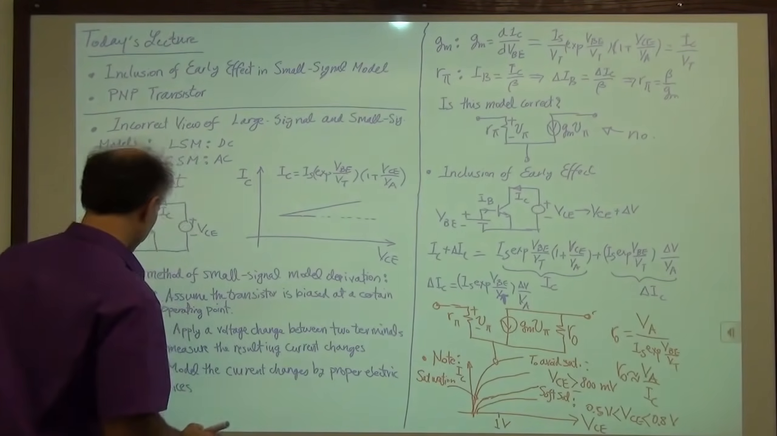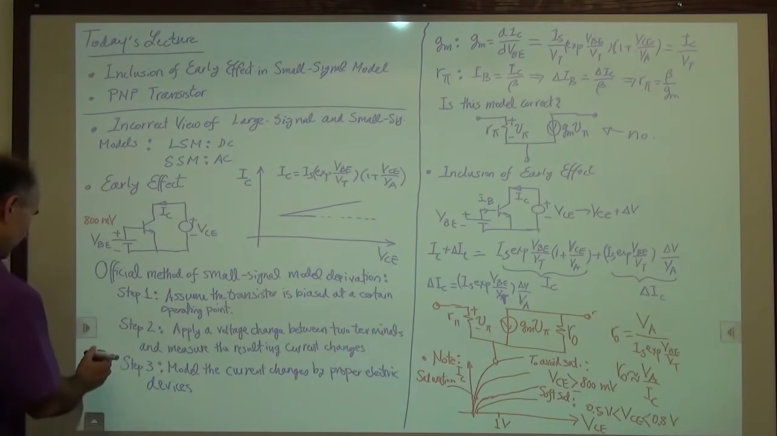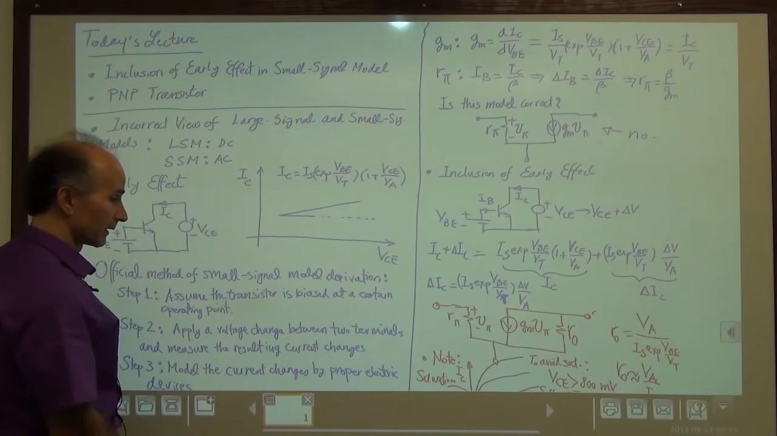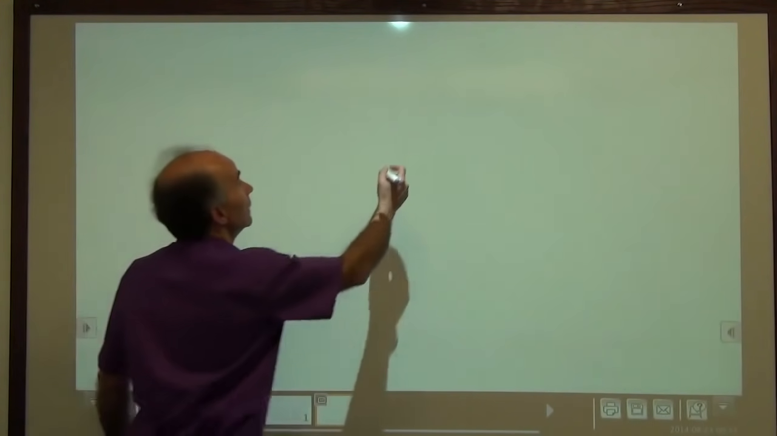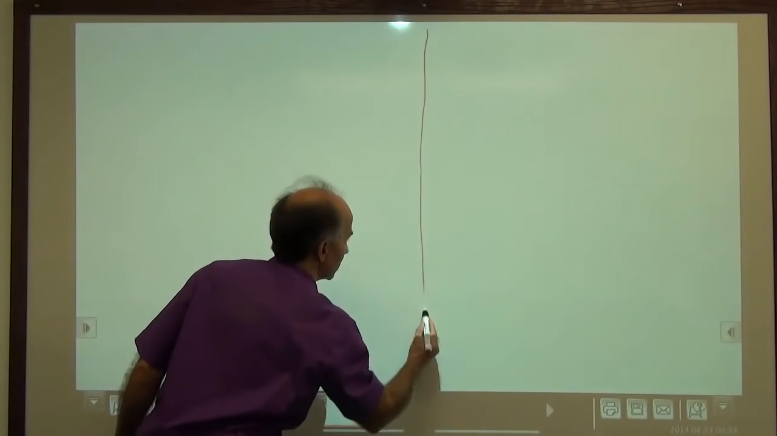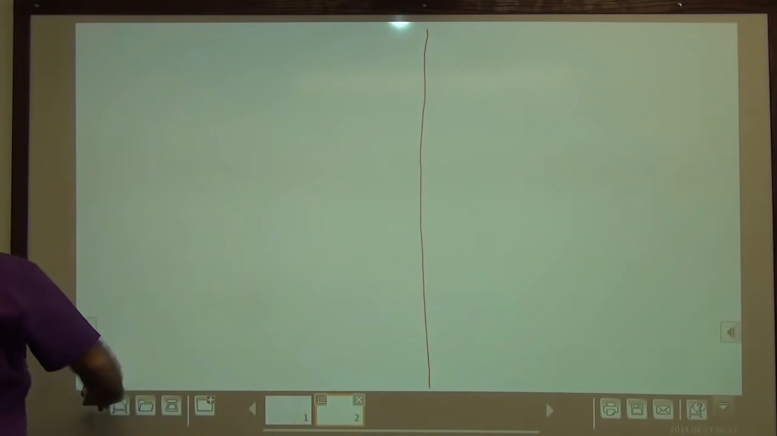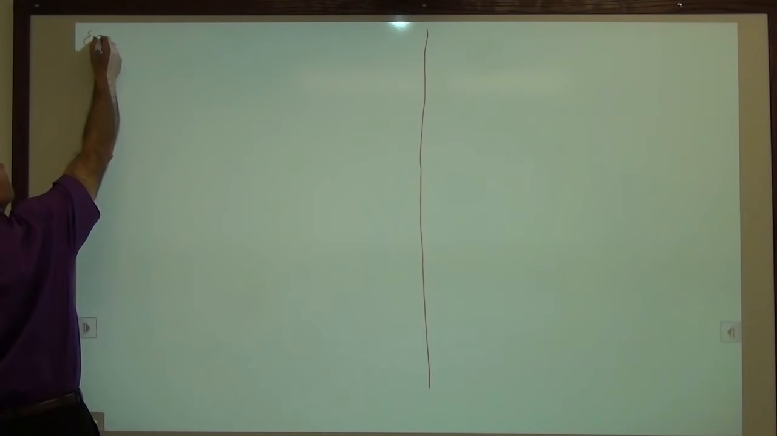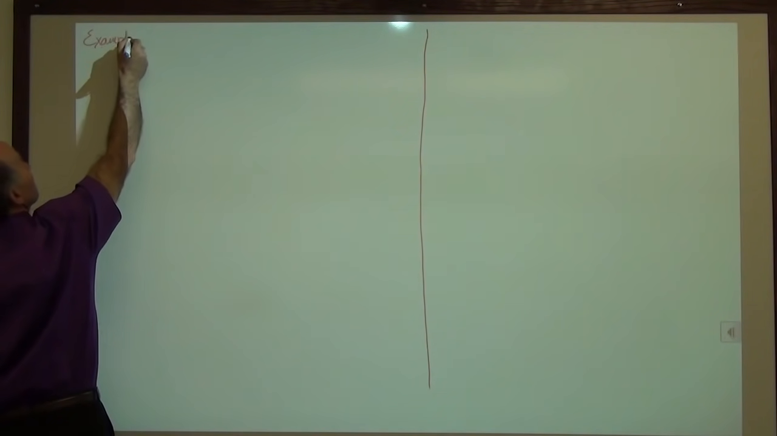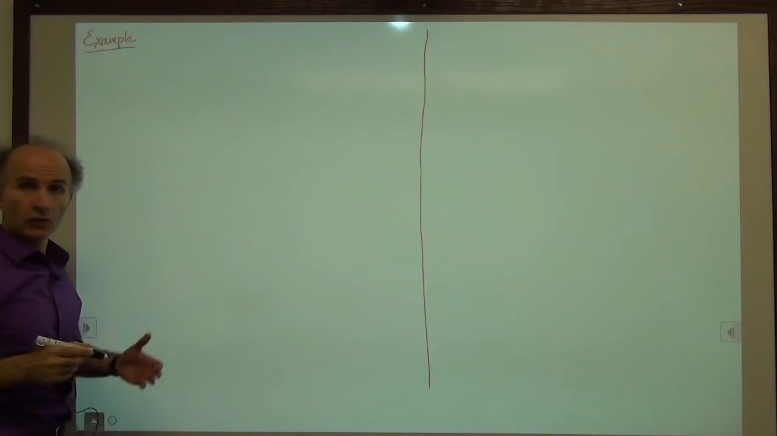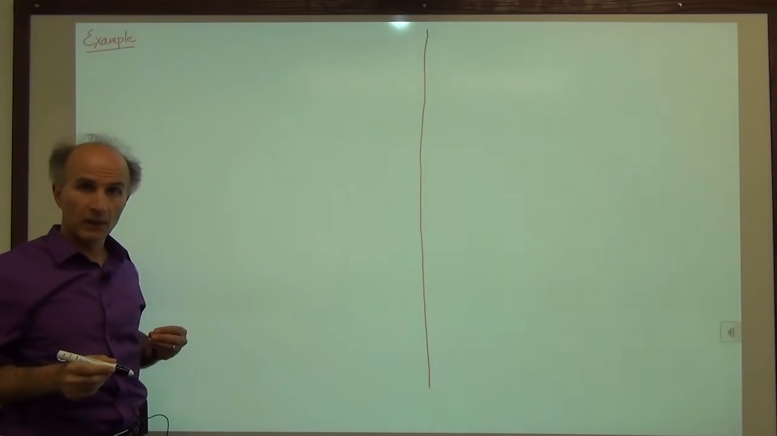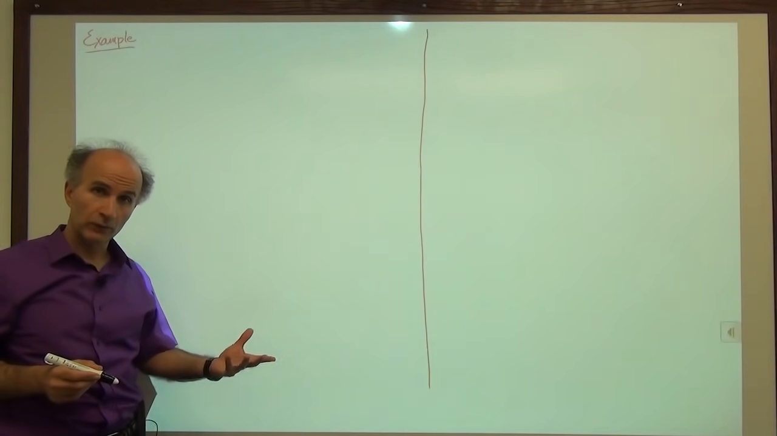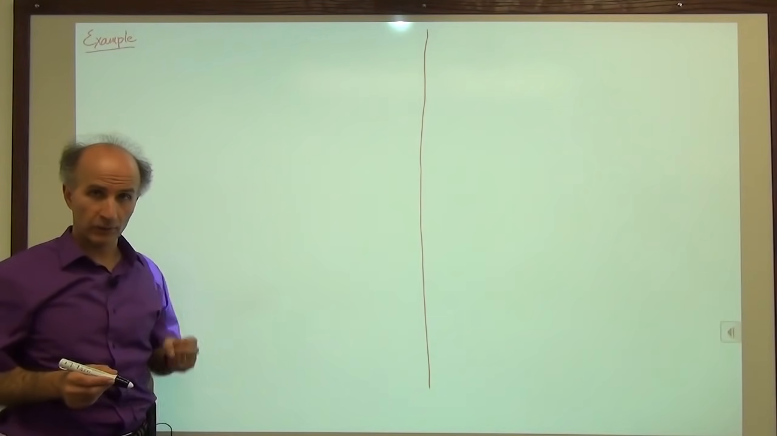Okay, so let's go over an example just to get comfortable with these ideas. So let's go add a page here and go to an example. It's just a numerical example to see how these come about. We will assume that we have a bipolar transistor and we are biasing it, and we would like to find the small signal model of that transistor.